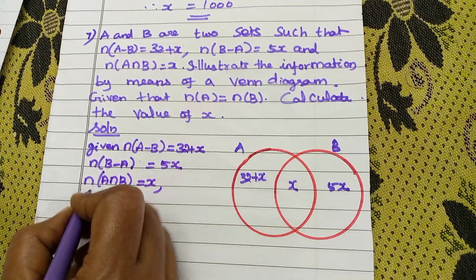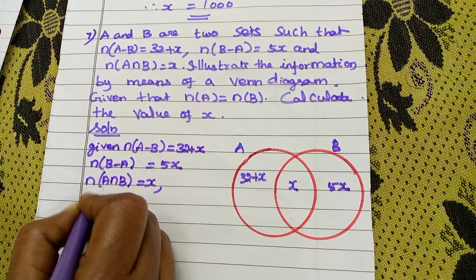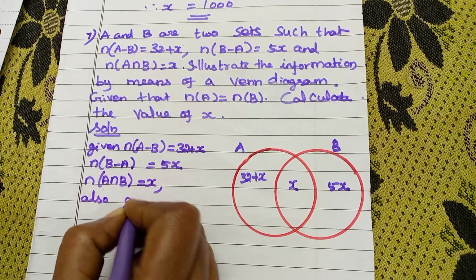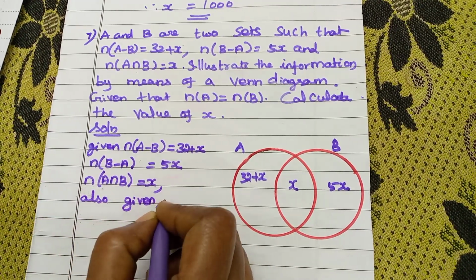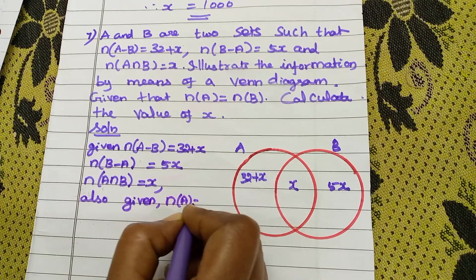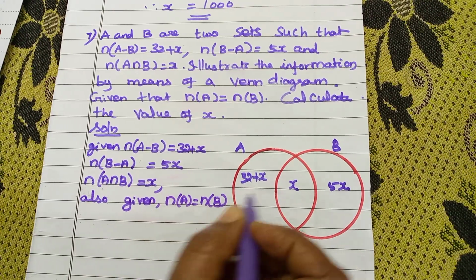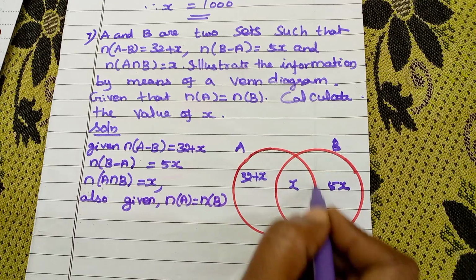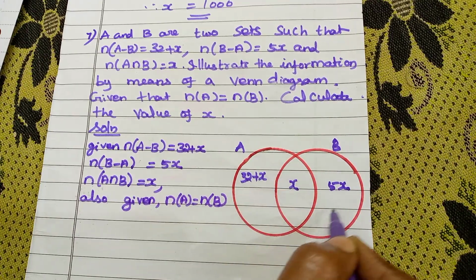Also given, one more condition is given: n of A equal to n of B. What is meant by this? This A circle equal to B circle.